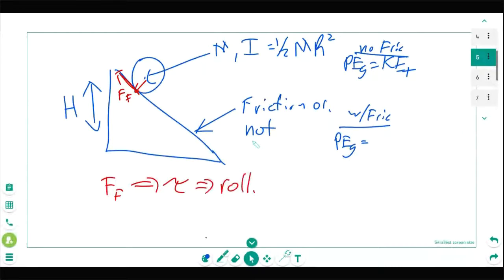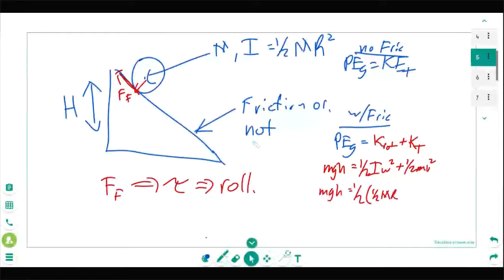Okay. So this potential energy due to gravity now just doesn't turn into linear kinetic energy or translational kinetic energy. We get rotational kinetic energy plus translational kinetic energy. And this is where you could do things like mgh equals 1/2 I omega squared plus 1/2 mv squared. Plug in some stuff and kind of go to town on that sort of thing.